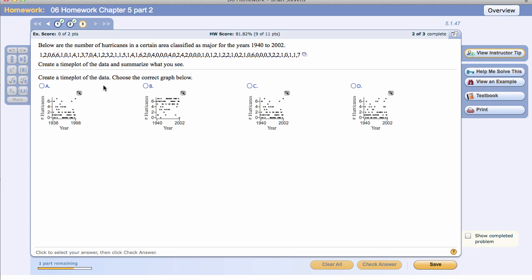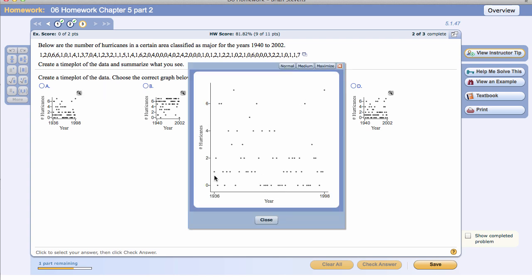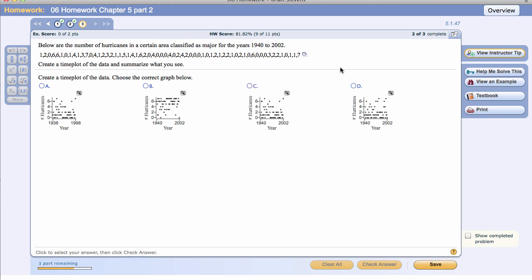1, 2, 0, 6, 6. So the two that look to be correct on mine are A and C. 1, 2, 0, 6, 6. That follows the pattern. So you can do this without JMP. It's nice to know how to use JMP though. It makes things a lot easier. You can have your data side by side or be looking at the numbers. Now, a lot of people get mixed up on this problem because they say, wait, A and C are identical. Well, with that in mind, you just have to look for the right scale. It goes from 1940 to 2002, and that is the correct answer.